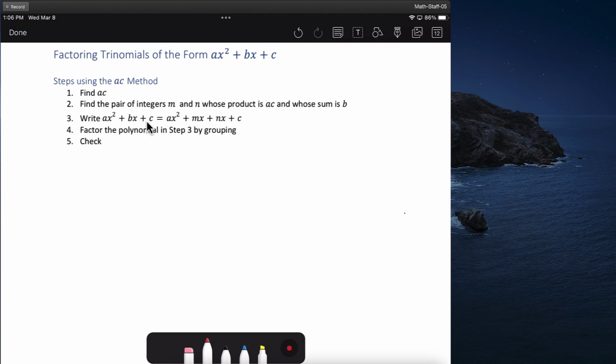Next, we'll rewrite ax squared plus bx plus c, specifically splitting bx into two separate terms using our two numbers m and n. That will create a four-term polynomial, which we can then factor by grouping, and then finally we can check.